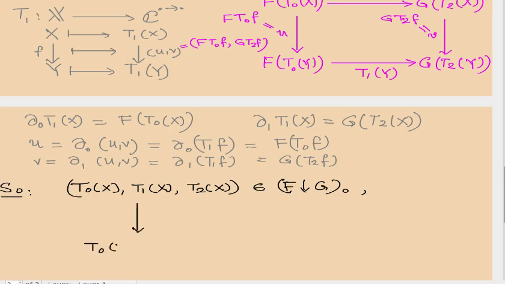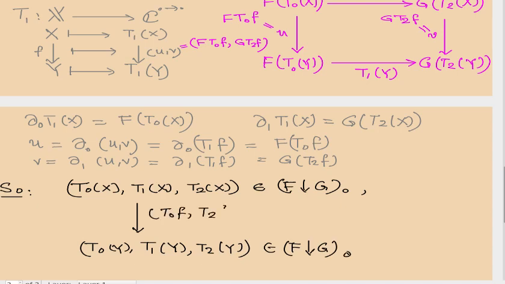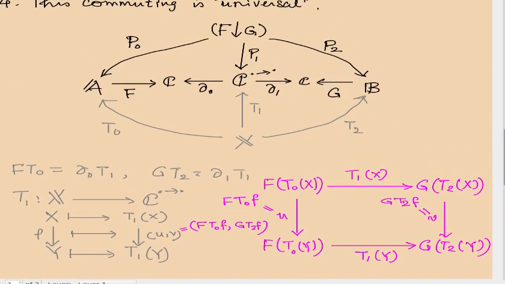you have T2y over here. So this is also an object, and this is T0f and T2f. This is now a valid morphism of this. So therefore, taking this to be my Tx and this to be my Tf, I have a morphism.